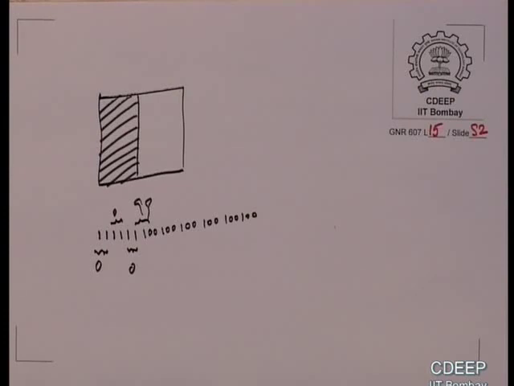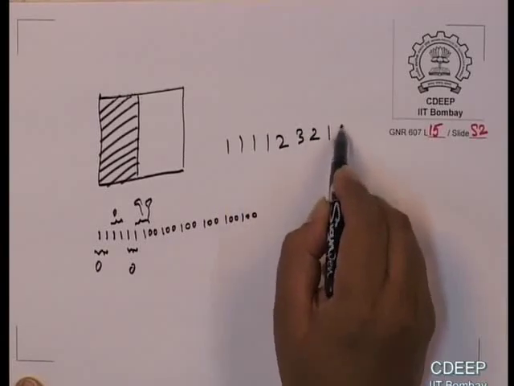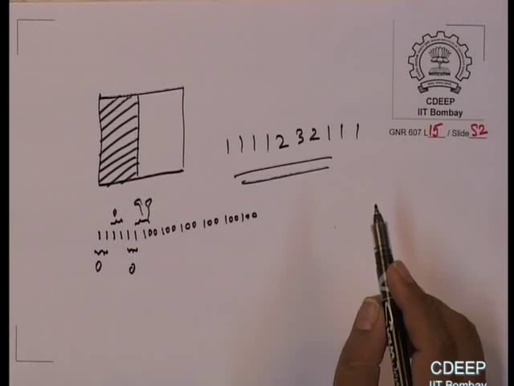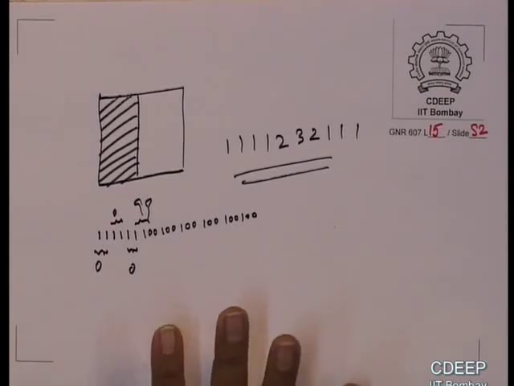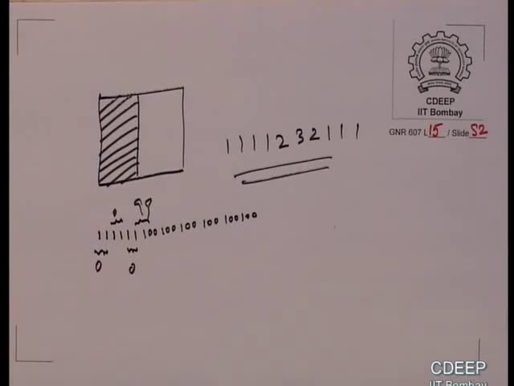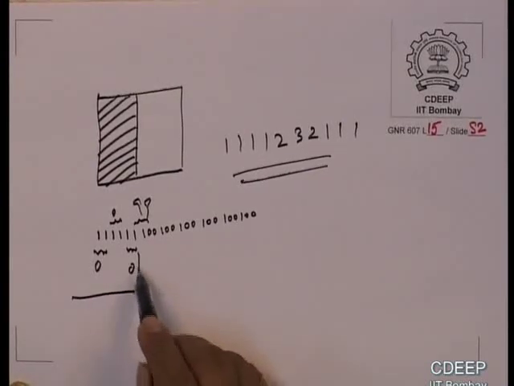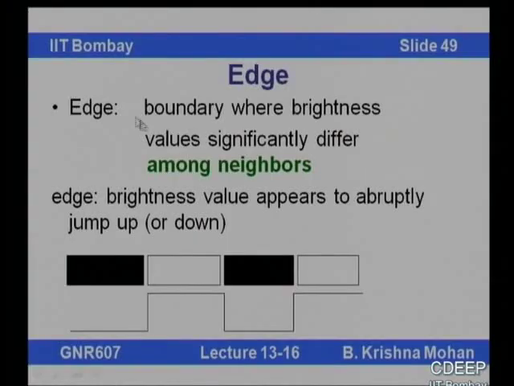How high is it? I have to specify. Suppose I had 1, 1, 1, 1, 2, 3, 2, 1, 1. These are insignificant differences, right? So you have to spell out how significant the difference among neighbors should be to say that there is a boundary. One side you have a region of one intensity, and the other side a region of a different intensity. So, an edge is essentially a boundary where brightness values differ significantly among neighbors.